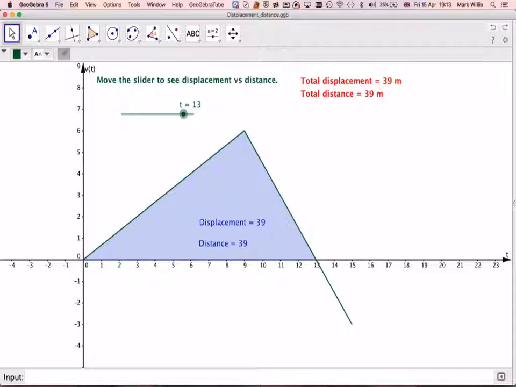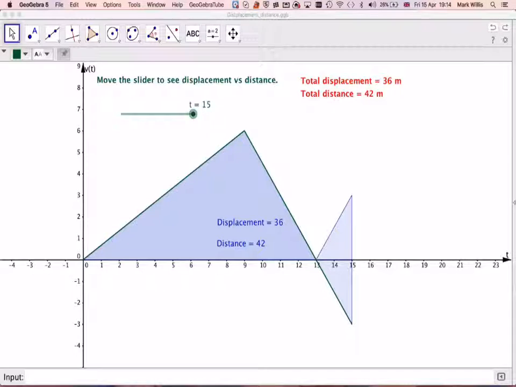Let's see if we get to 13. Right, and we get to 13, they are the same, i.e. 39. However, if we go past that where the graph goes below the axis, the displacement becomes 36. When we get past this particular value, you can see here the displacement is 36 and the distance is 42.